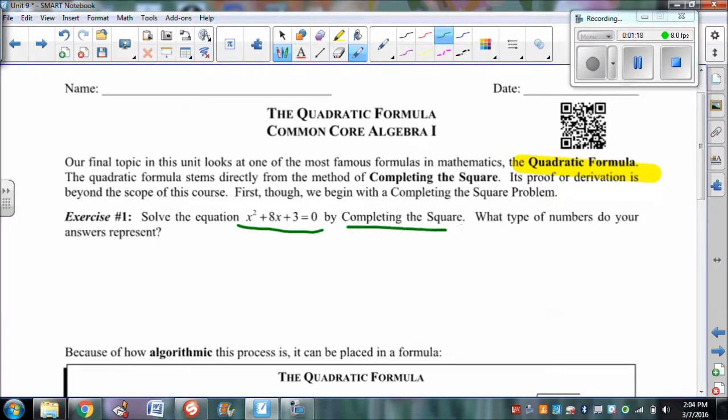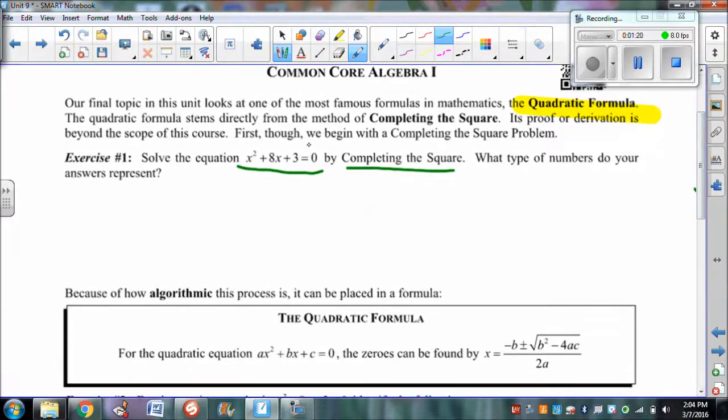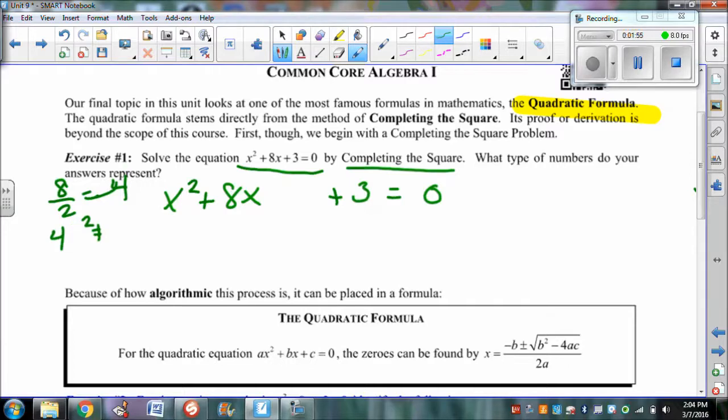So let's take a look at this equation here. It says solve it first by completing the square. First of all, I would look at this and try to say sum and product. Can I come up with two numbers that add to 8 and multiply to 3? After thinking about that, I'd say no. So therefore, it can't be factored. If we complete the square, we say x squared plus 8x, we shove that constant over, and we take half of 8, which is 4, and then 4 squared is 16.